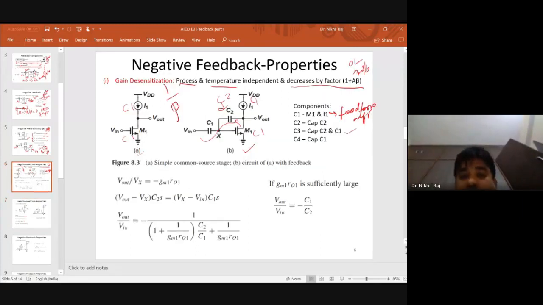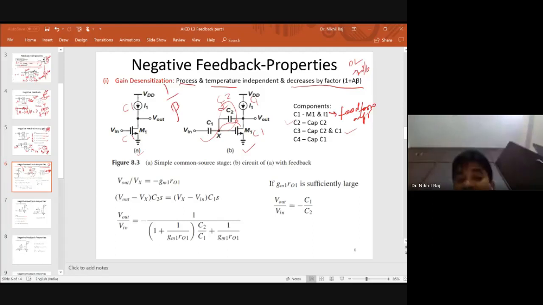Number 1, we have the feedback amplifier. So your M1 and I1 is your main feed-forward amplifier. Then there is the sensing of your output. The output is sensed through C2. If you see, the output is connected to the capacitor C2, which is sensing the output and giving it back to the X point, and the X point is related to the input. So C2 acts as the sensing of the output.